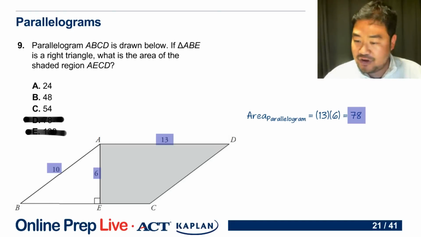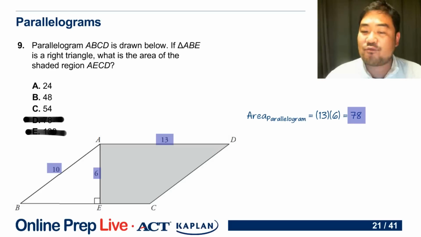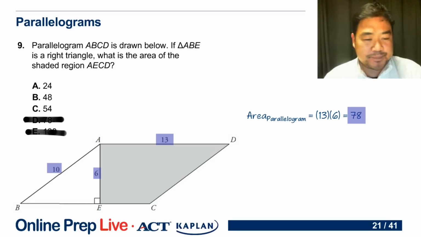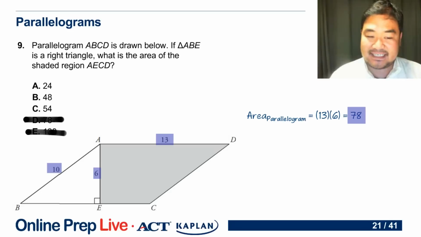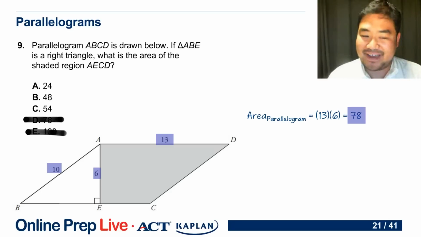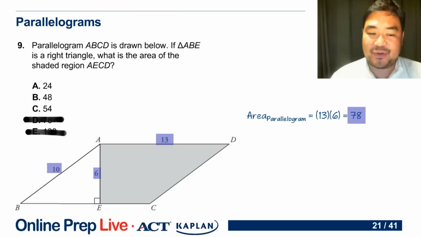So the area of the parallelogram is 78. But we need to get rid of something. In order to get the shaded region, type it into the chat. What's the thing we have to get rid of from the parallelogram in order to get the shaded region? And yes, there it is. I see a few folks noticing, well, wait a minute. There's that triangle thing, right? AB is equal to 10, AE is equal to 6. Something to do with that triangle.